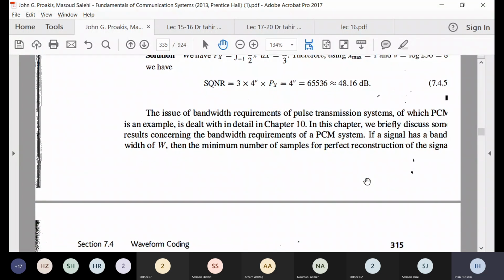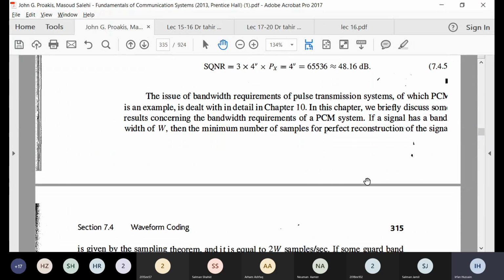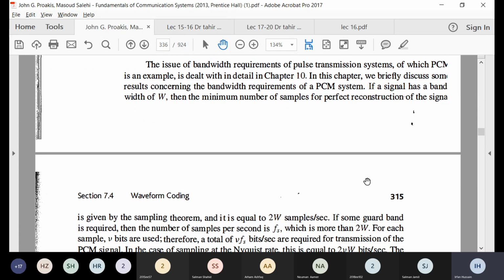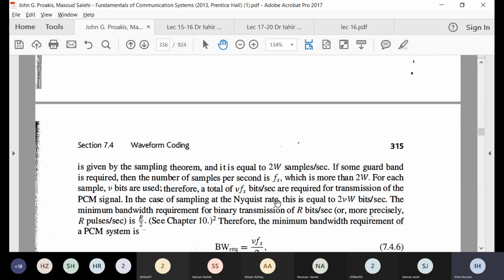So, bandwidth required for PCM. We saw that if the bandwidth of the actual analog signal is W, then the sampling frequency has to be 2W samples per second. If you add some guard band, then your sampling frequency will be greater than 2W. Let us say it is Fs. For Fs, you are getting Fs samples per second, but for each sample you now have v bits of representation. So you will have v into Fs bits per second. If Fs is equal to 2W, this will become 2vW.